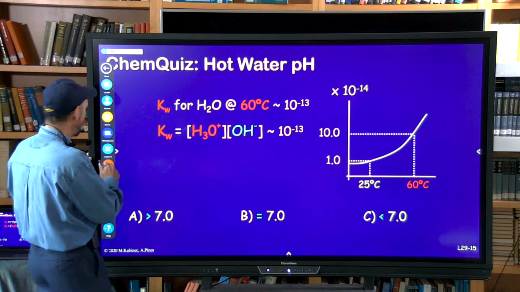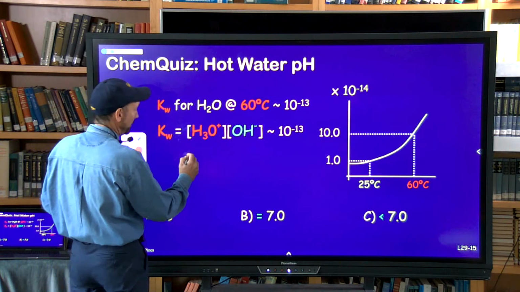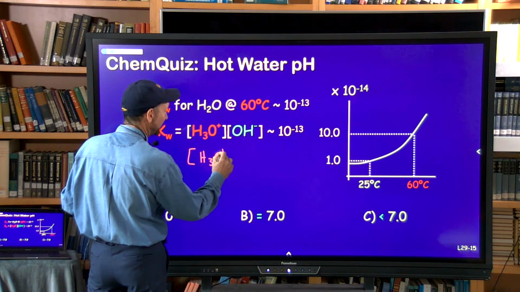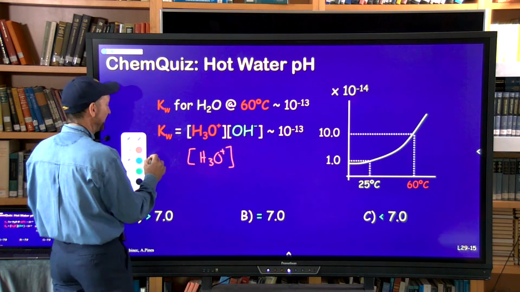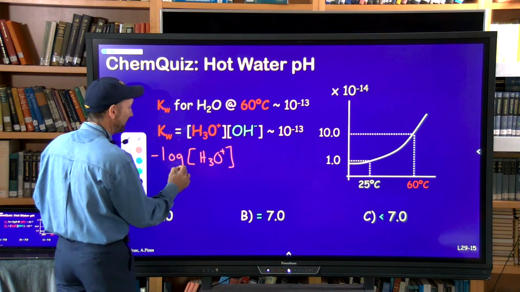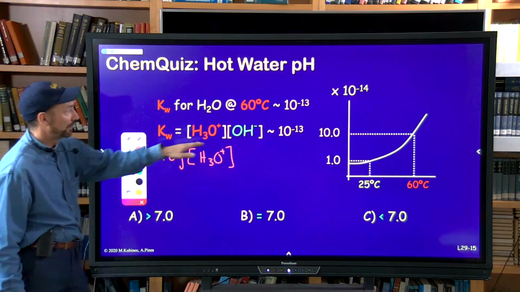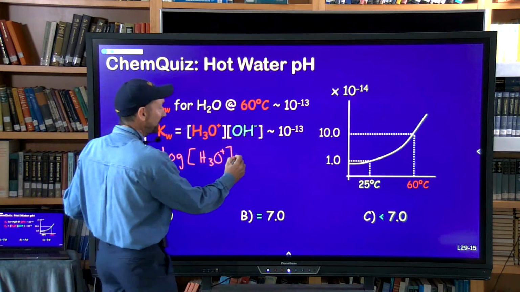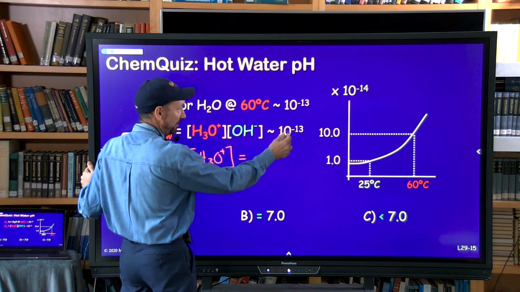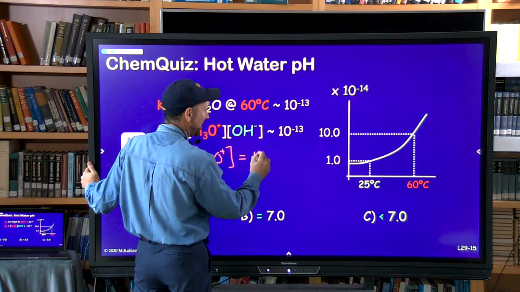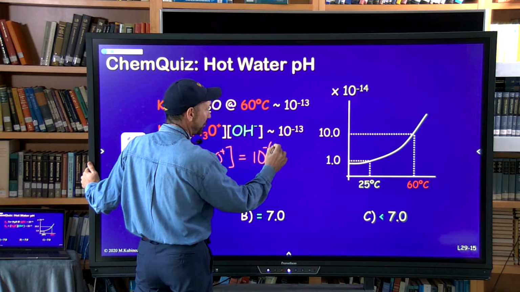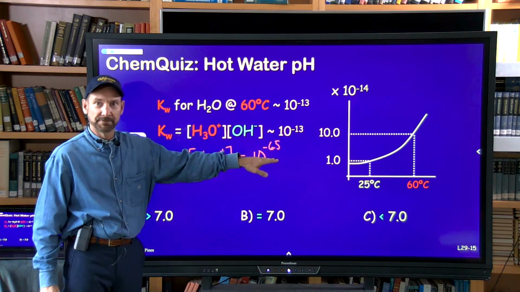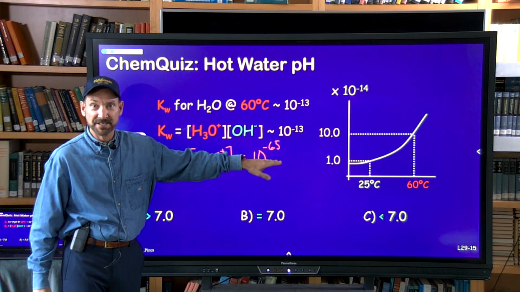So I need to get H₃O plus to get the pH, because I want to take the minus log of that number. Well, the concentrations are going to be equal. So the H₃O plus concentration is going to be 10 to the minus 6.5. I mean, we don't usually write fractional exponents, but here it's just convenient.